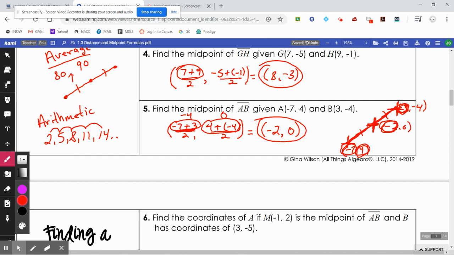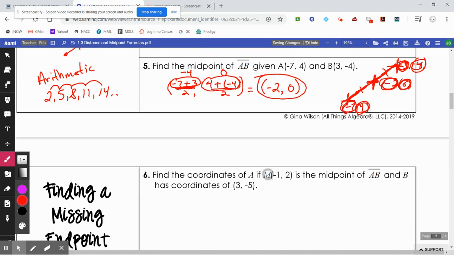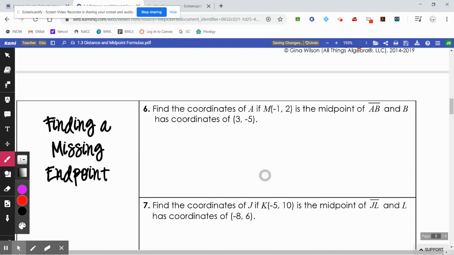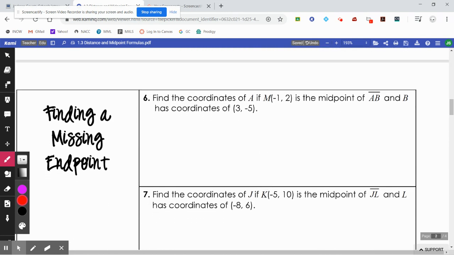From 4 to 0, you subtract 4. From 0 to -4, you subtract 4 again. So therefore, you can actually use arithmetic sequences to find missing parts. Let me show you how to do that here.